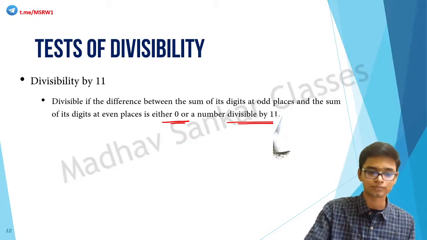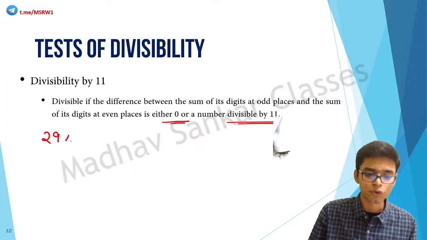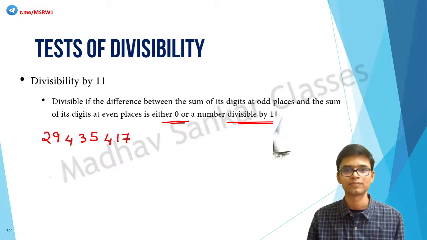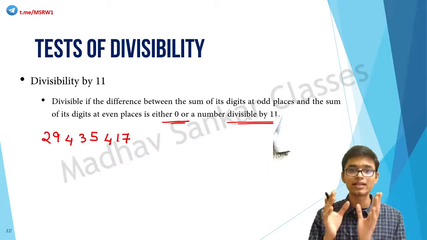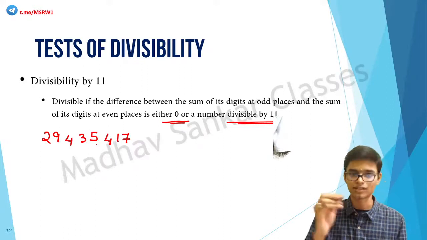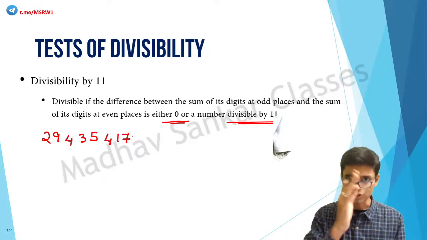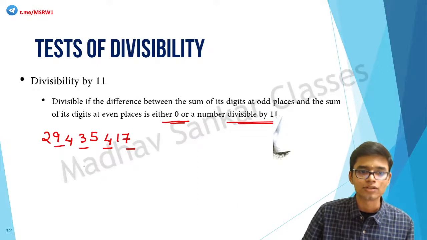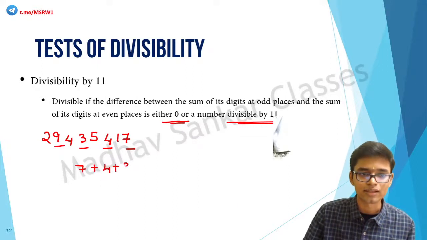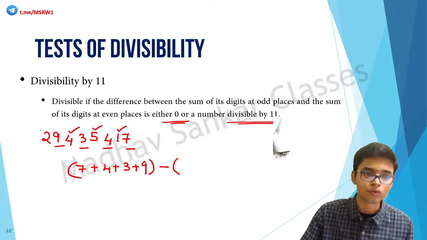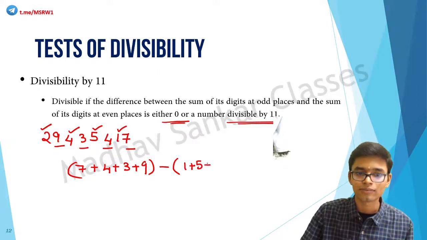Given number 29435417. Check whether this number is divisible by 11 or not. What we do is find the digits in the odd places and the digits in the even places. Let's first find the digits in odd places. From the right, you have to take it from the right: 7, 4, 3 and 9. So 7 plus 4 plus 3 plus 9, minus the sum of the digits in the even places, that is 1, 5, 4 and 2. So 1 plus 5 plus 4 plus 2.